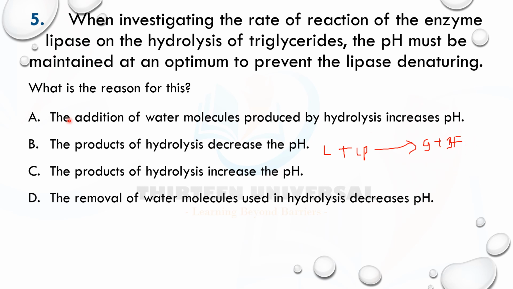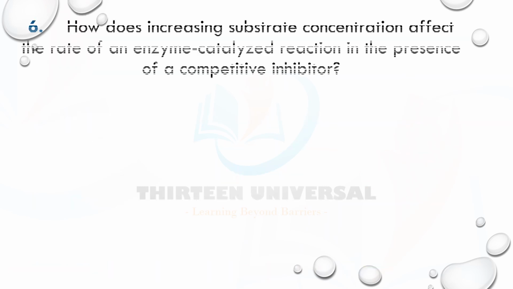So if you check this, they said the addition of water molecules, of course, please don't forget that a water molecule is added here by hydrolysis, increases pH. No, water does not affect. Water is neutral. The product of hydrolysis decreases the pH. Yes, the product is fatty acid, it will decrease it. The product of hydrolysis increases it, it doesn't. The removal of water molecule used in hydrolysis decreases. No, it is the product. So the answer is what? It is B. Let's go to number 6.